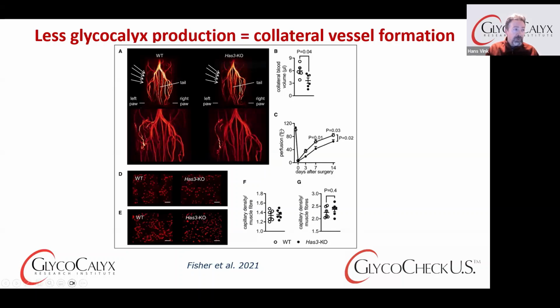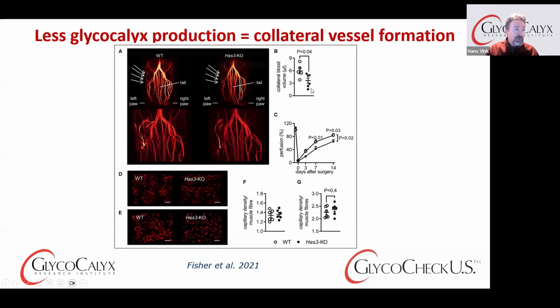And if you look at the level of blood flow, you see that the top bar over time, days after the surgery, after the occlusion of the main artery, there's significant repair of blood flow in the healthy animals with the healthy glycocalyx, and there's a significant reduction of natural bypass formation in the animals that had a compromised glycocalyx. And the same is shown on the top panel here. It shows the collateral blood volume. So the blood volume in the collateral vessels is significantly higher in the healthy animals with the healthy glycocalyx.